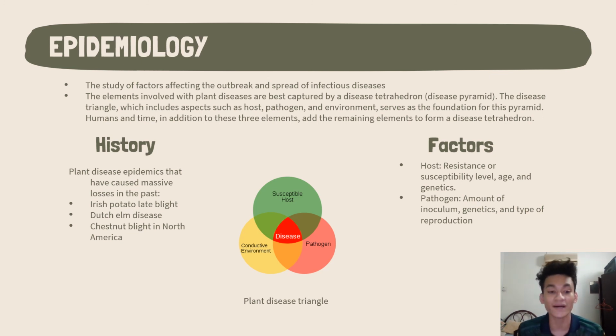In the past, there have been epidemics that caused massive losses in plants, such as Irish potato blight, Dutch elm disease, and chestnut blight in North America. The factors for the host are the plant's resistance or susceptibility level, age, and genetics, and for the pathogen, the amount of inoculum, genetics, and type of reproduction. In the center is the plant disease triangle.